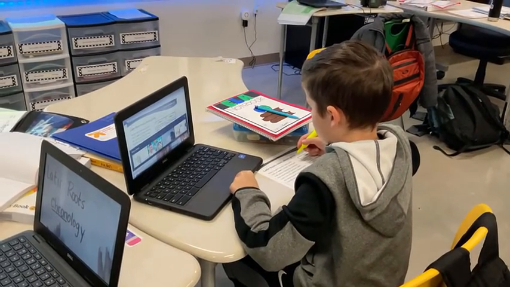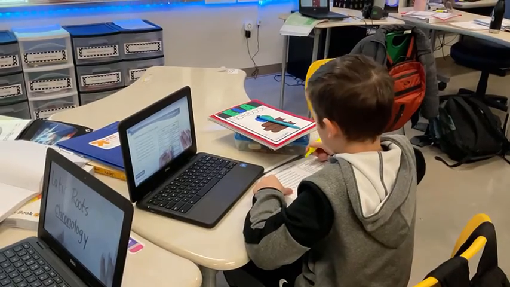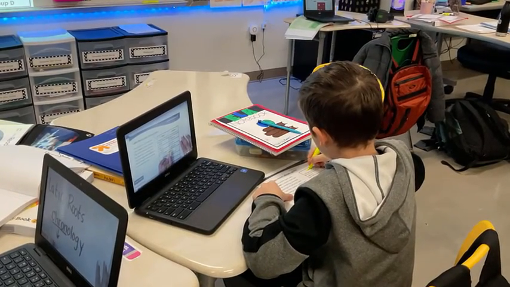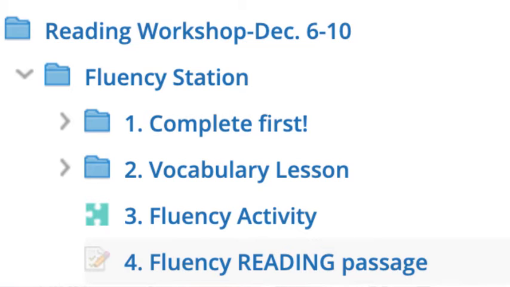So when it came to the fluency station, that was a lot of modeling and a lot of problem solving out loud for me at first. Okay. We would sit whole group first and I would introduce, okay, this is the folder in Schoology that we're going to start using.